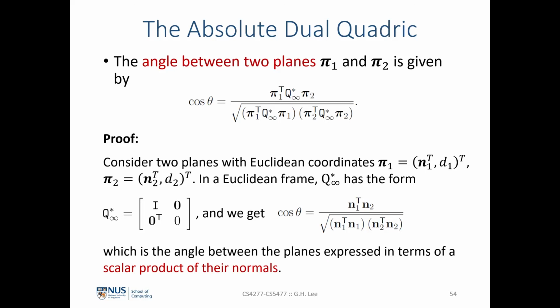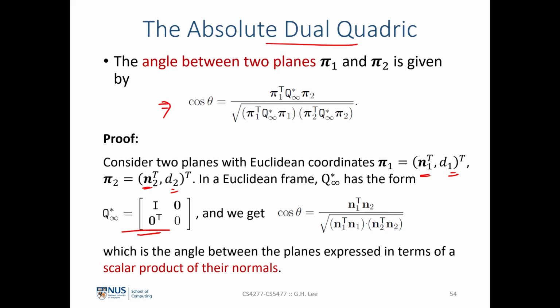Now, the angle between any two planes, pi 1 and pi 2, is given by this equation over here, and this is dual to the absolute conic. So we can get this relation over here. The proof here is that we consider two planes, pi 1 and pi 2, each with a normal vector and a distance. In the Euclidean frame, the absolute dual quadric has this particular form, and we can get cosine theta equal to the dot product of the normal vectors.